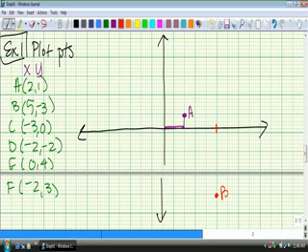Alright, y'all want to try the other ones? Y'all try the negatives on the y-axis or down, on the x-axis or left. Okay? You could do a rough sketch. So go ahead, do C, D, E, and F right now. See if you can do C, D, E, and F.